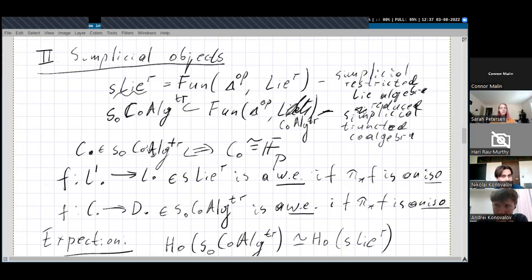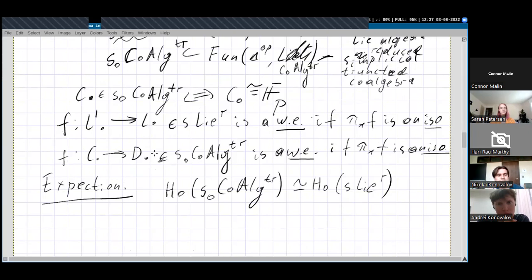So we introduce such additional objects, and we introduce the notion of weak equivalence. And probably one would expect that you have some sort of equivalence, or maybe after taking some connected versions here. But this is not true.